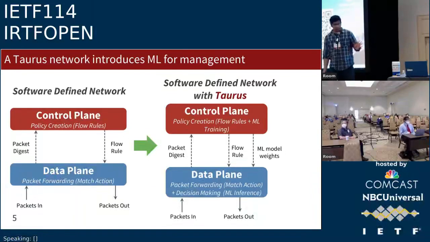On the left here, I have a diagram of the same typical software-defined network. But on the right, I have a software-defined network with the Taurus worldview. What we've actually done here is split the machine learning operation into training, which is going to happen in the control plane, and then inference, which is going to happen in the data plane. So in the control plane, policy creation is going to take the form of flow rules plus ML training. And when installing this information into the data plane, it's going to be sending flow rules as usual, but also the ML model weights. And in the data plane, we're going to be doing our typical match action packet forwarding, but we're also going to be doing decision making with ML inference.